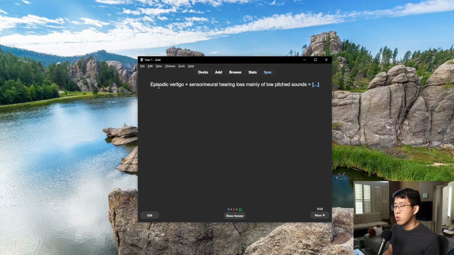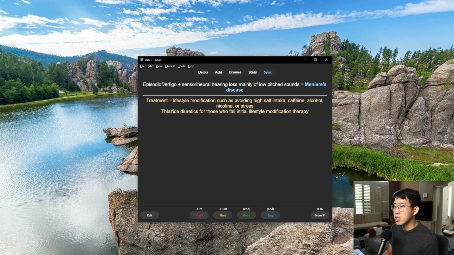What diagnosis can cause episodic vertigo and sensorineural hearing loss, mainly of low-pitched sounds? That would be Meniere's disease. So definitely think about it when you think of hearing loss and vertigo. The treatment is lifestyle modification and thiazide diuretics for those who fail initial lifestyle modification.